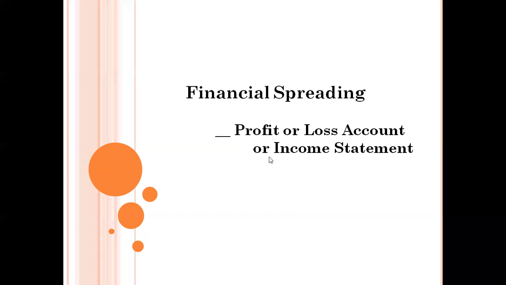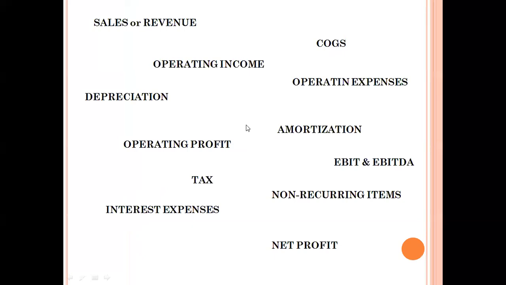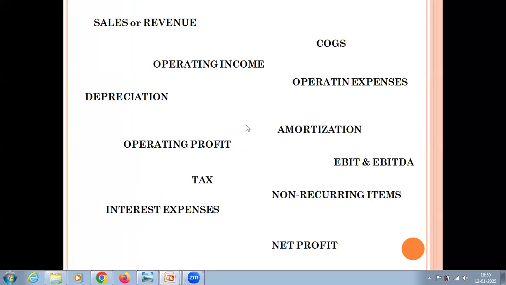So now, in the income statement, several key terms are commonly used, including sales or revenue. We can also call it the turnover, then COGS or the cost of goods sold, then operating income, operating expenses, non-recurring items, that is non-operating expenses, non-operating income, then the depreciation, amortization, operating profit, EBIT and EBITDA, the tax, interest expenses, net profit before tax, payment of dividends, and net profit attributable to the equity shareholder. So these are the common terms which are present in the income statement.